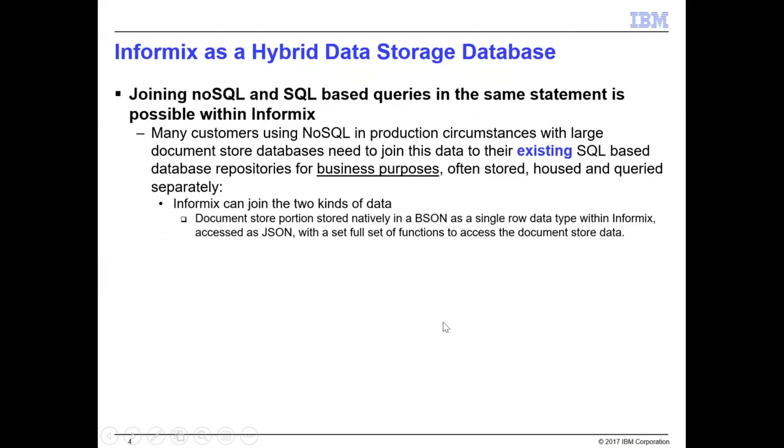Joining NoSQL and SQL-based queries in the same statement is also possible with Informix. And we're going to have some examples that we could show you later on. Many customers using NoSQL in production circumstances with large document stored databases have to join the data to their existing SQL database repositories for business purposes, and often stored, housed, and queried separately on different servers. We can join the two kinds of data in Informix. The document store portion resides natively in a BSON data type according to the International BSON standard, as a single row data type within Informix, accessible as JSON, with a full set of functions to access the document stored data.